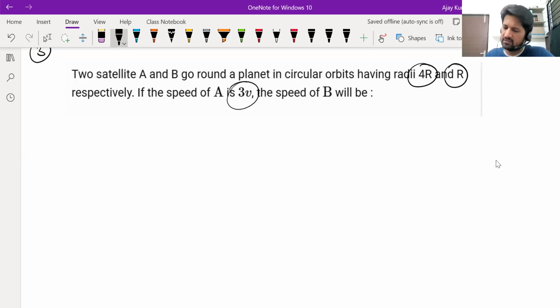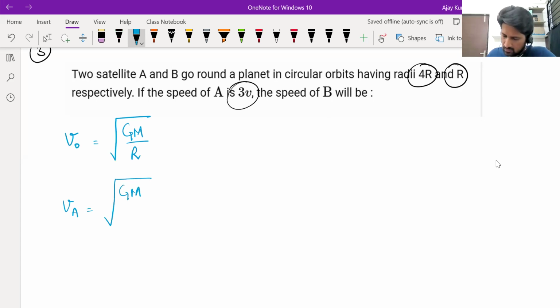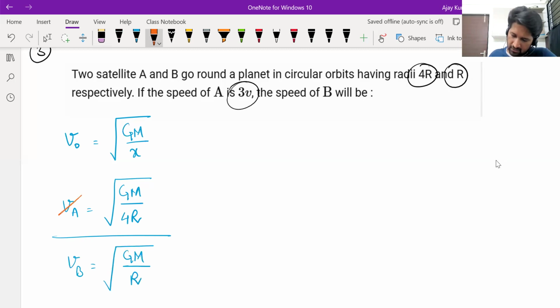One satellite speed is given, the other satellite speed is asked. So this is related to orbital speed. The formula for orbital speed is under root GM by r. So speed of A will be under root... I should not say GM by capital R. It's better to remember it as GM by x. So GM by what is the orbit radius in which it is revolving? 4r. And speed of B will be under root GM by what is the orbit radius in which B is revolving? r. And speed of A is given as 3v.